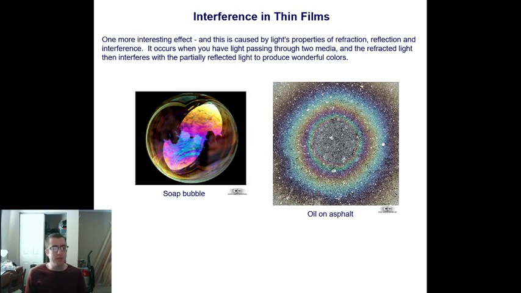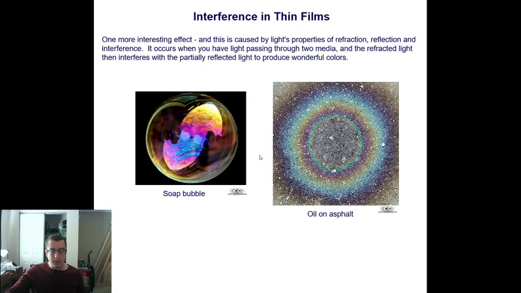Where this comes into play, there are two main areas where you've probably seen this in real life. One is with the soap bubble. So if you've noticed, if the light hits a soap bubble just right, you see kind of a rainbow, just like you see here on the slide, where it's that kind of rainbow-looking effect.